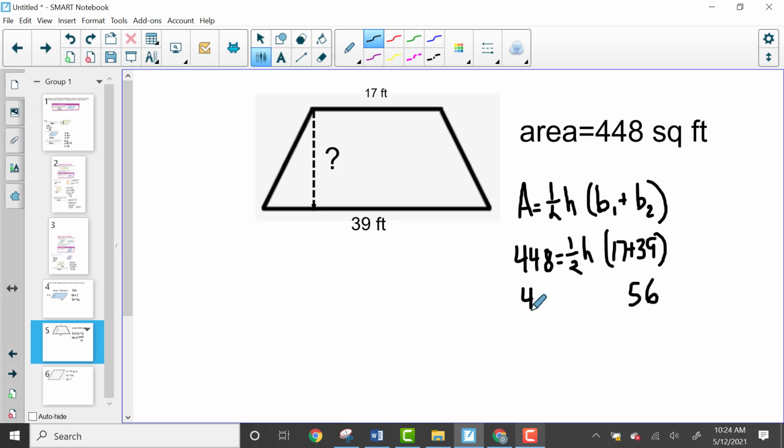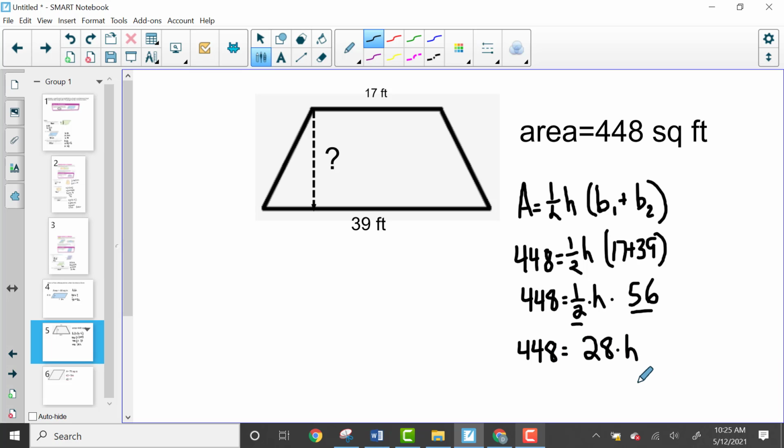So now we have 448 equals 1/2 times the height times 56. Whenever we have a problem like this, we're not going to multiply 1/2 times the height because we don't know the height yet. So we ignore the height, and we just take 1/2 and multiply it by 56. That's going to give us 28. And now we have 448 equals 28 times the height.